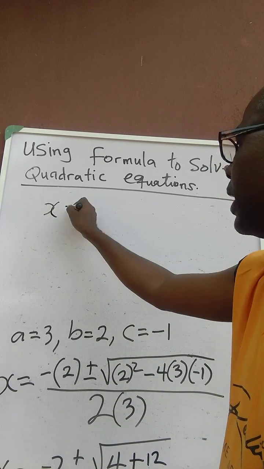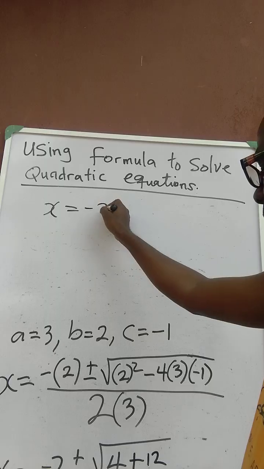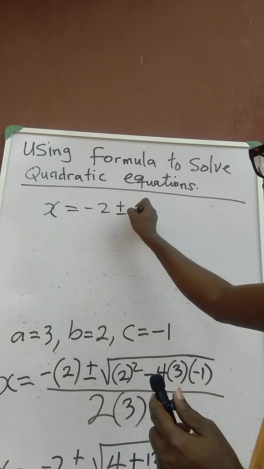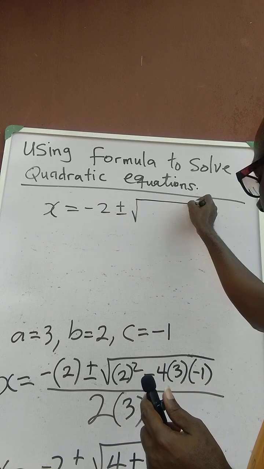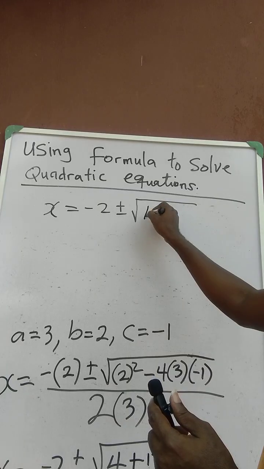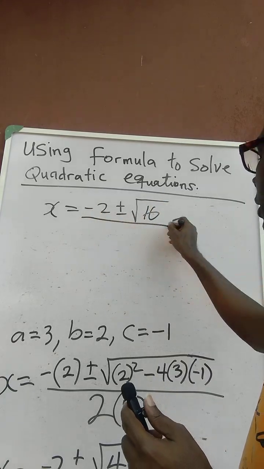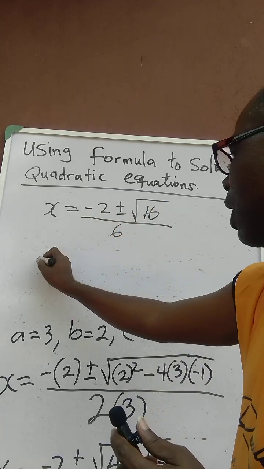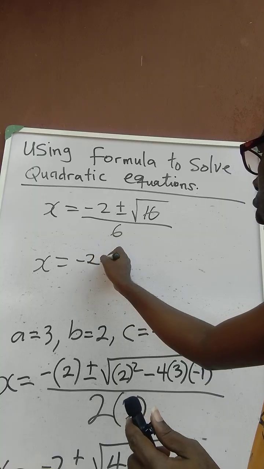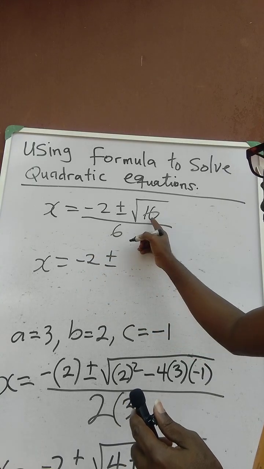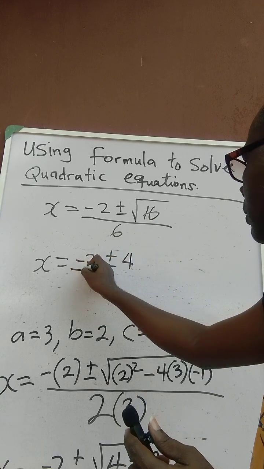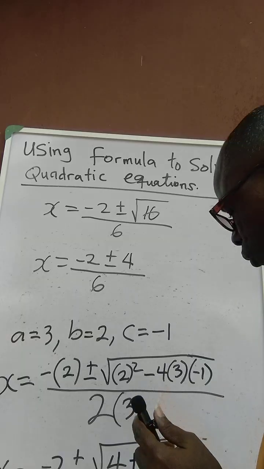Now we have here x is minus 2 plus or minus, here will now be 4 plus 12, that is 16, all divided by 6. Now we have x will be minus 2 plus or minus, the square root of 16 is 4, over 6.